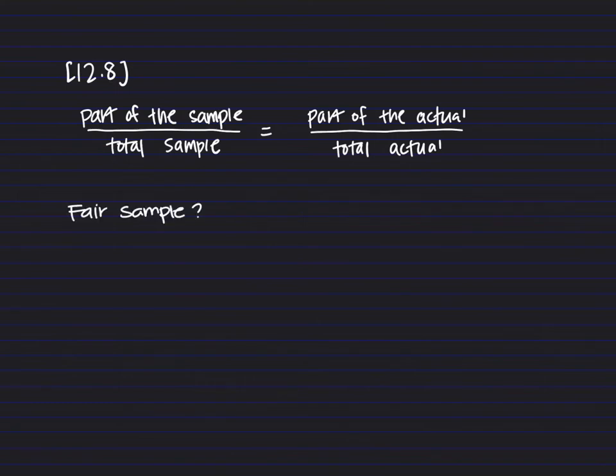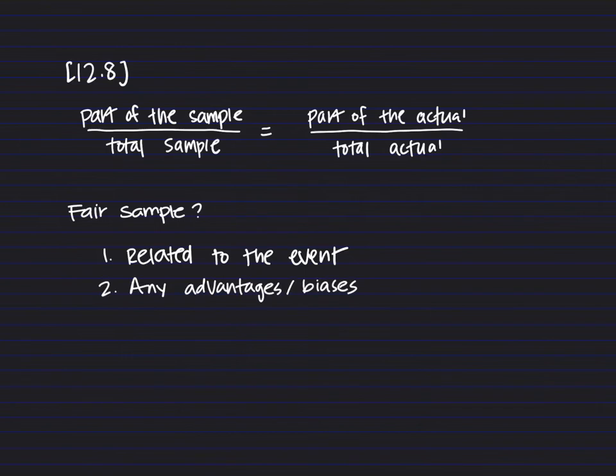And when you're looking into the sample to see if they're fair, you have to make sure that they are first related to the actual event. Because even if they're a random sample, if they are not related to the actual event that's going on, you can't say that's a fair sample. The second thing is to see if the sample group would have any biases or advantages, because when you have those things, your results can be skewed to either favor or not favor your study outcome.